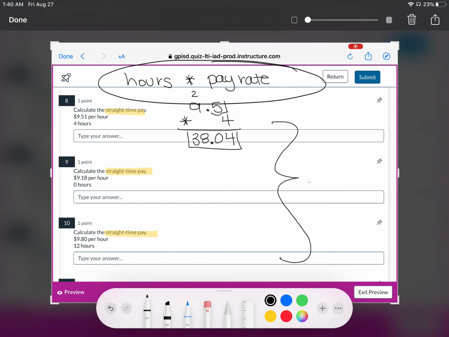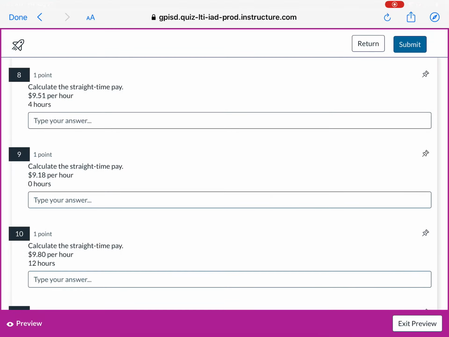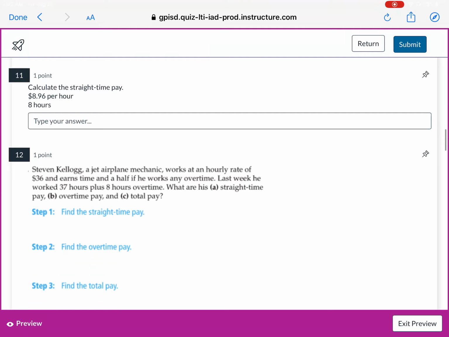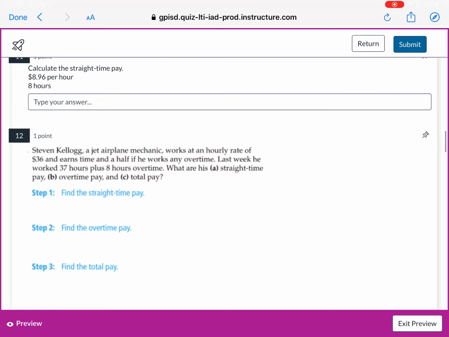The one thing I will say is be careful when you type in your answer. You should not have to round on any of these. If you do, just make sure you round correctly. Also, just look at number 3. That's not number 3, that's number 9. If you don't work any hours at all, do you get paid? No, it's not that complicated. Just write 0. All right, so 11, same thing. Calculate your straight time pay. You multiply. It's not a big deal.